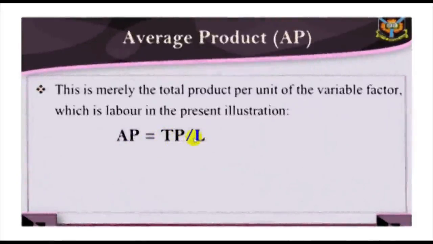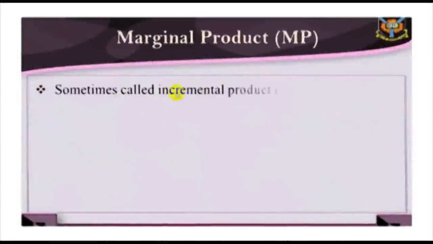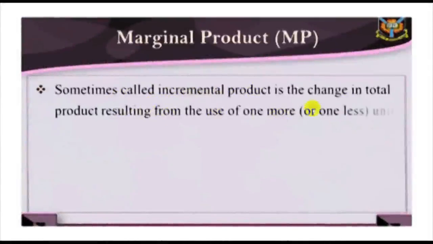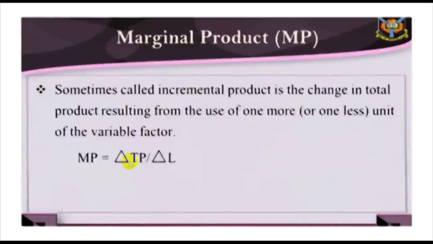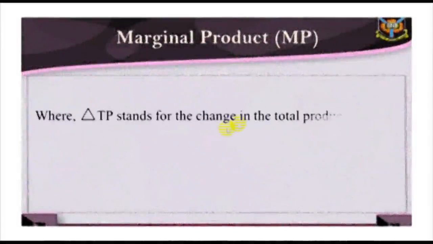Average product. This is merely the total product per unit of the variable, which is labor in the present illustration. AP equals TP over L. Marginal product, sometimes called incremental product, is the change in total production resulting from the use of one more or less unit of the variable factor, where delta TP stands for the change in total product, and delta L stands for change in labor input that caused TP to change.